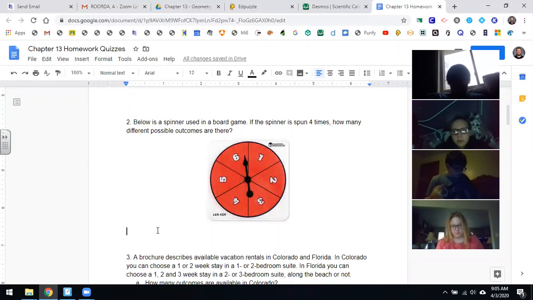Number 2 is a little bit trickier for some people, but really we have to think of it this way. It says a spinner is used for a board game. If the spinner spun 4 times, how many different outcomes are there? Well, if we think about each spin individually, the first spin, she could get 1 through 6, so there's 6 choices, times, now the second spin was 6 choices, the third spin is 6 choices, and the fourth spin is 6 choices, which actually is a really big number.